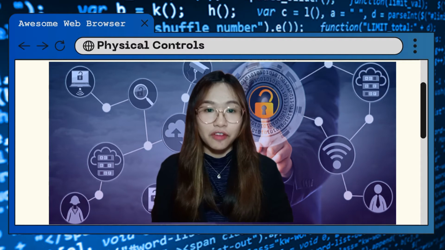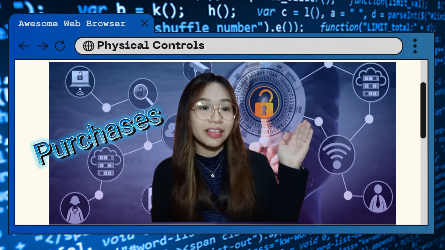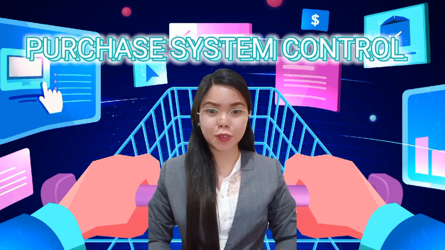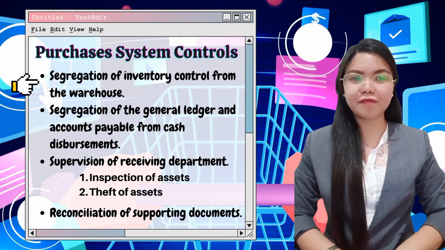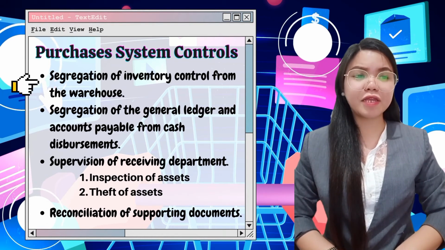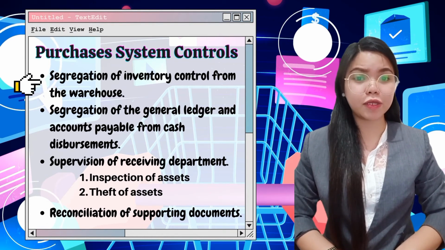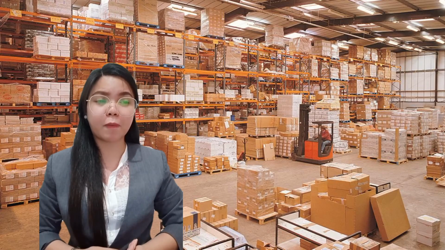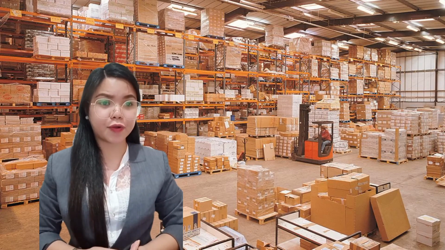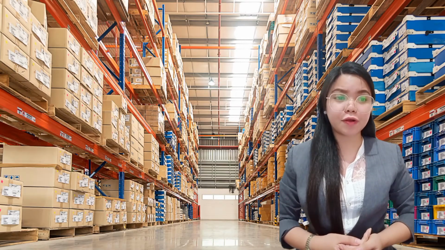These are examples of physical controls for purchases and payroll systems. Next, we have purchases system control. Under the system control, we have first, segregation of inventory control from the warehouse. The primary assets at risk in the expenditure cycle are inventory and cash. Warehouse clerks responsible for asset custody should not be given responsibility for maintaining inventory records. Otherwise, inventory could be removed from the warehouse and the accounting record adjusted to conceal the event.